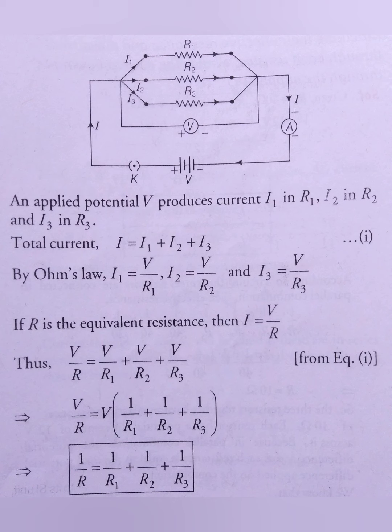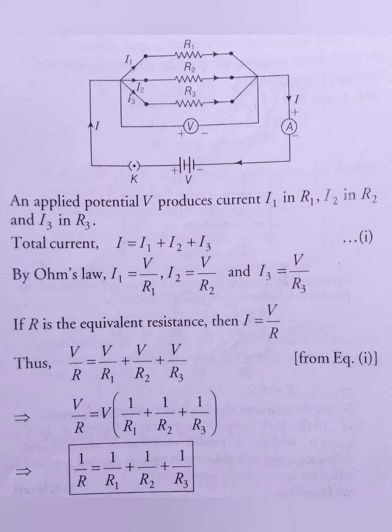Taking V common on the right side of the equation, we have V by R is equal to V into 1 by R1 plus 1 by R2 plus 1 by R3. Solving the above equation for 1 by R, we get the final expression as 1 by R is equal to 1 by R1 plus 1 by R2 plus 1 by R3. So this equation represents the effective or equivalent resistance of resistors R1, R2 and R3 in parallel combination.